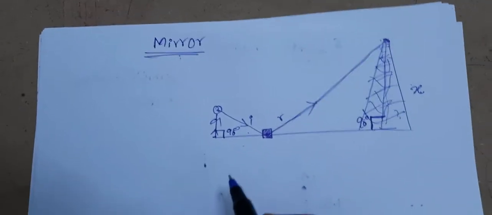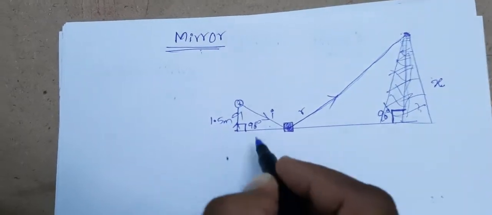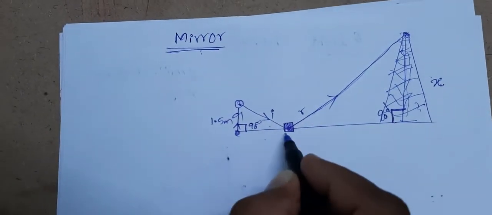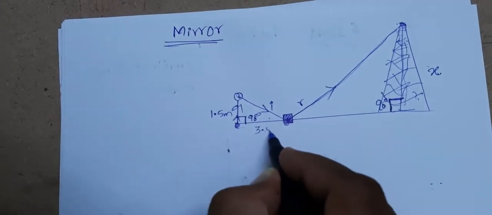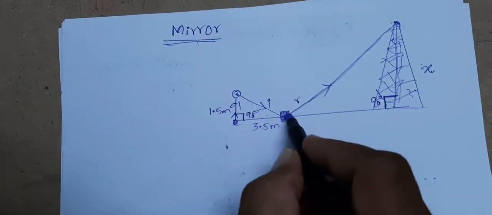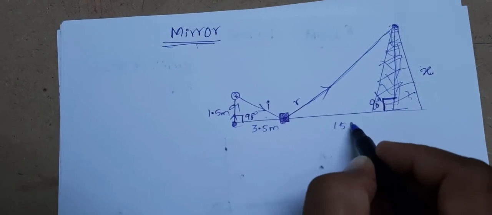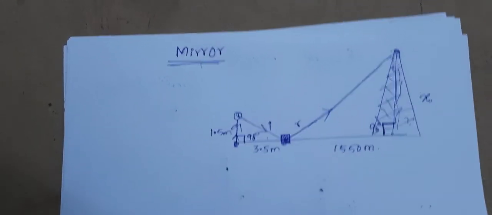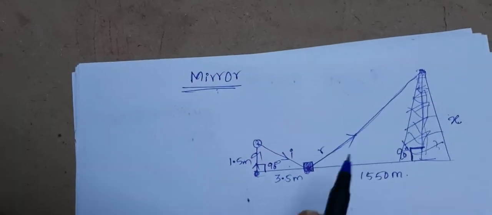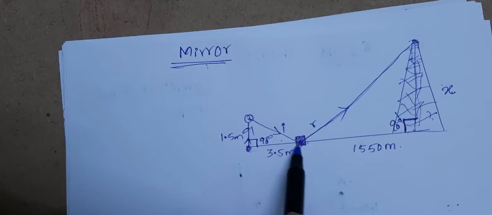See, his height is 1.5 meters, and the person to mirror distance is 3.5 meters. The mirror to tower distance is 1550 meters. Then what is the height of the tower? That is the concept of the mirror. See, is it clear? The person is observing the top of the tower in this mirror.